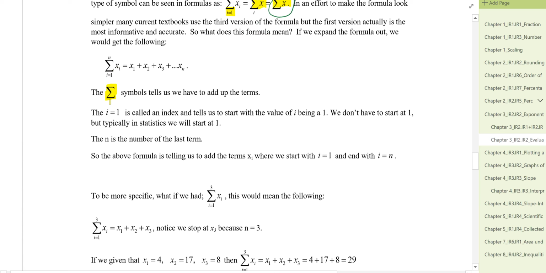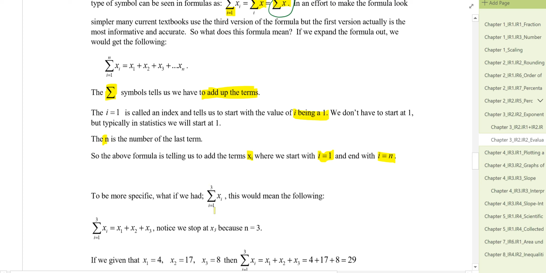Now this symbol alone tells me to add the terms up. Right, so note that I'm adding all the xi's here. Now, i equal to 1 is called an index. It tells us to start with i equal to 1. We don't have to start at 1, but typically in statistics, we will start at 1. Now, the n is the last term. Right? So the above formula is telling us to add the terms of xi, starting from i equal to 1 to i equal to n. So to be more specific, let's take an example here.